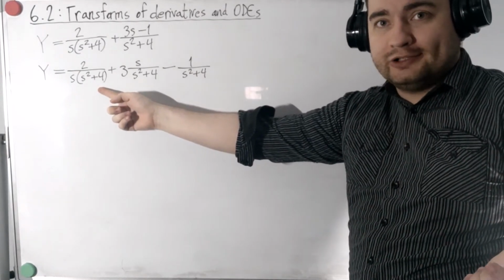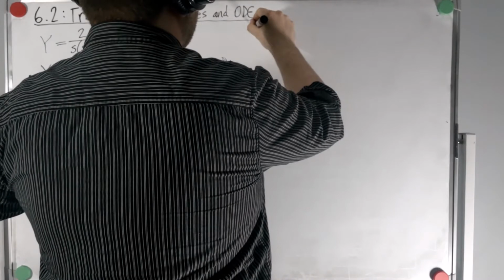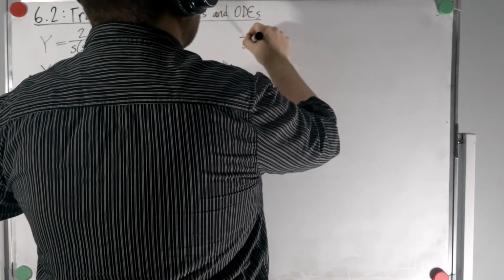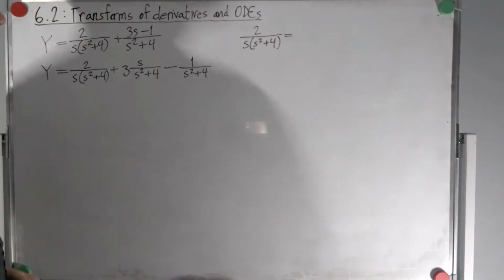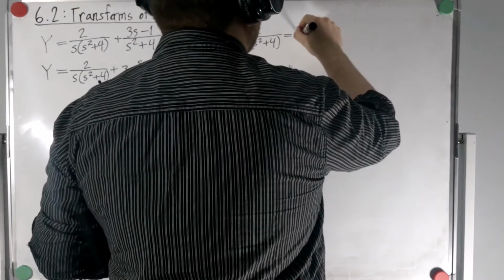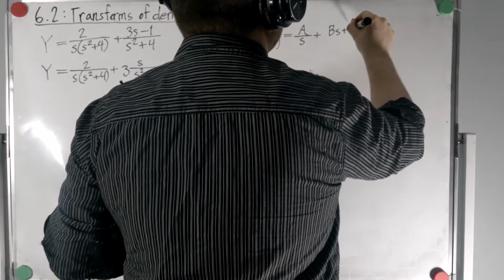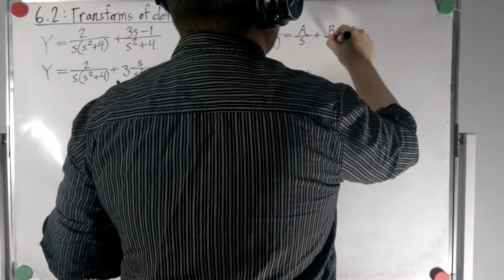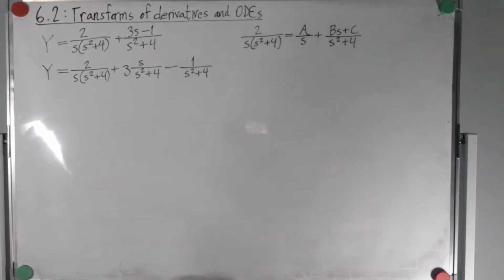So this is where partial fractions comes into play. We're going to do a partial fraction decomposition on 2 divided by s times (s squared plus 4). In order to do that, we need to take A over s plus (Bs plus C) divided by (s squared plus 4). And then hopefully that will be something that we can more easily take the inverse Laplace transform of.